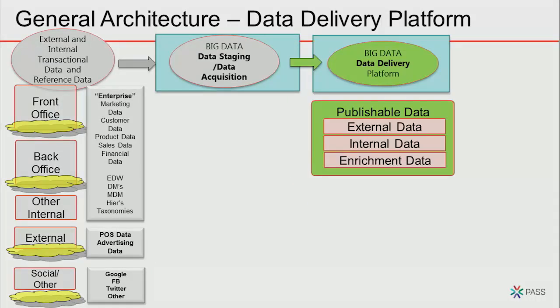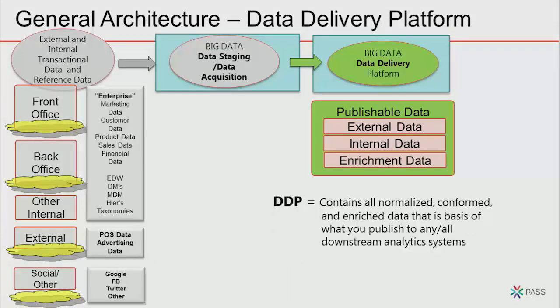On the data delivery platform, basically it contains what I would say is normalized, I'll explain that in a bit, conformed, and enriched data. That's the stuff you want to publish out, all right? Not what's in staging, only what's in the data delivery platform. So the data staging acquisition was never exposed to anyone other than for our internal use. The only thing they'd ever see is when data drops in what I call the DDP, all right? And it's green, all right? Because we did something to it.